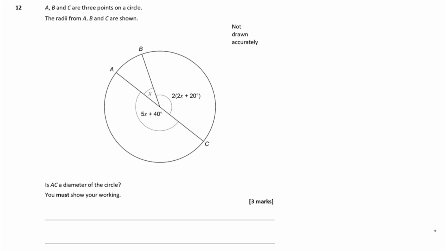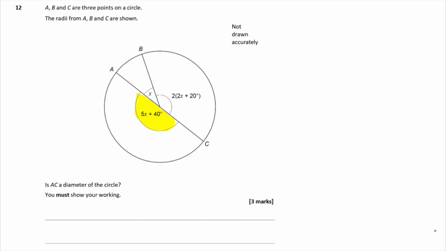Okay, so it's not drawn accurately, but we've got 3 angles given, and we need to see if 5x plus 40, then this one here resolves to 180 degrees. And if it does, then AC is going to be a diameter. But if that angle is not 180 degrees, then it's not a diameter, is it?